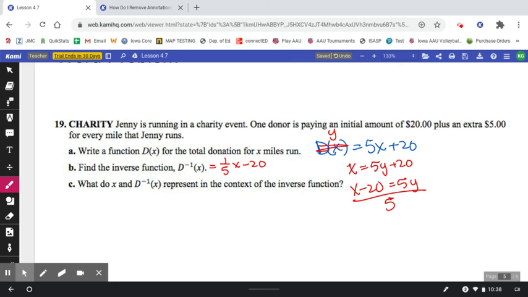What do x and d to the negative 1 of x represent in the context of the inverse function? So originally x was every mile and d of x was the total money. So if I'm switching those, now x will be the total money and d to the negative 1 of x would be her miles because we switched them.